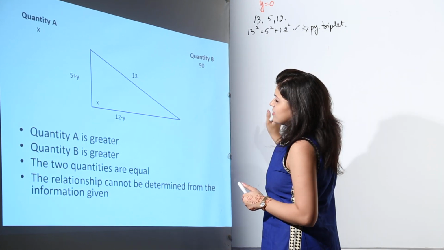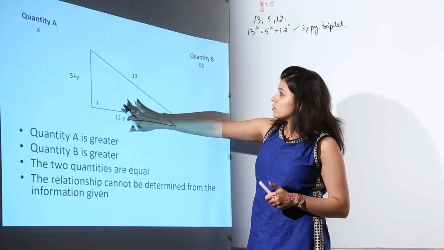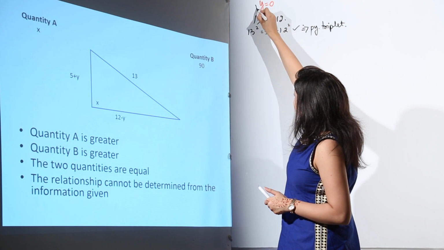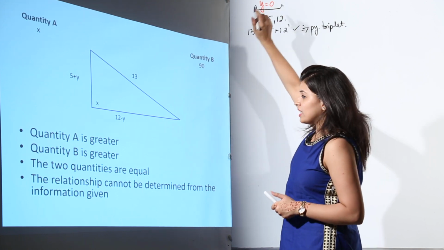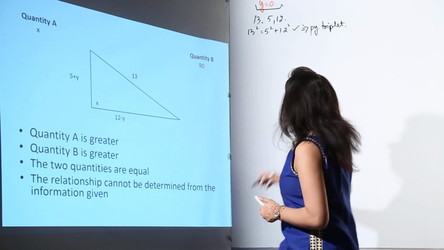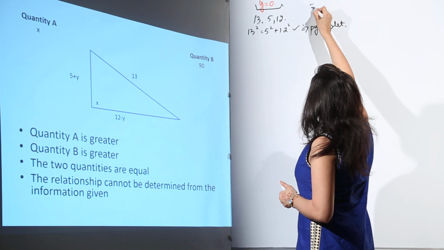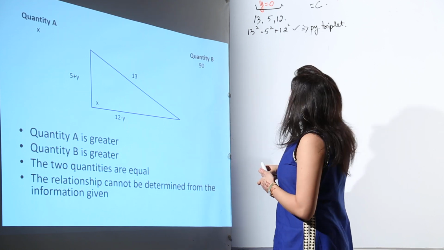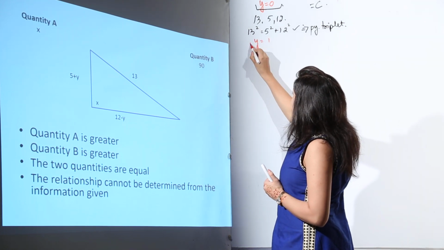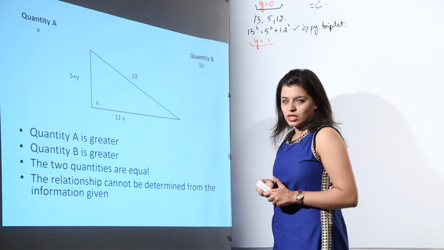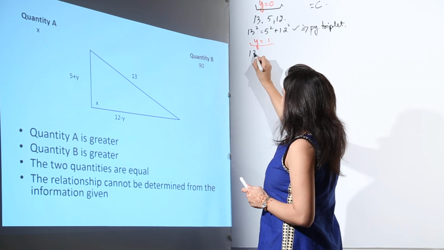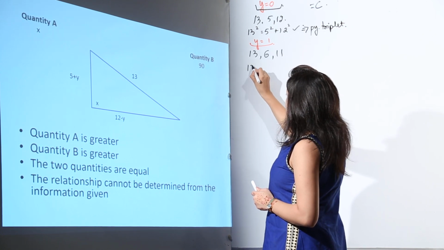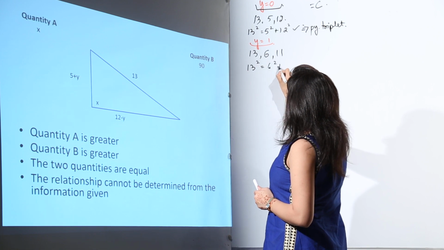In this case, we can easily say that x equal to 90. That means quantity A and quantity B is equal. That means if the value of y equal to 0, then x will be equal to 90. That means this will amount to option C. Now let us put some other value of y. Let us say the y be 1. If we put the value of y as 1, our sides will become 13, 5 plus 1, 6, 12 minus 1, 11. This is not a Pythagorean triplet.